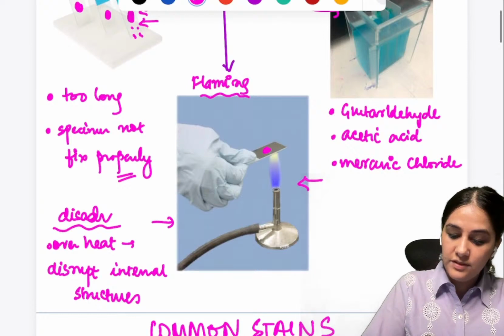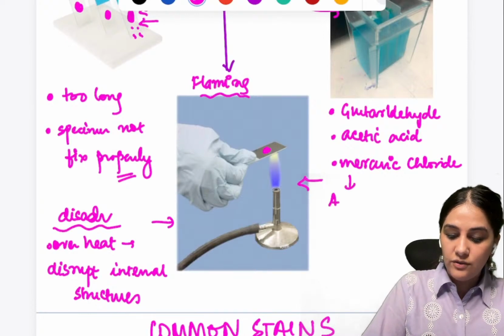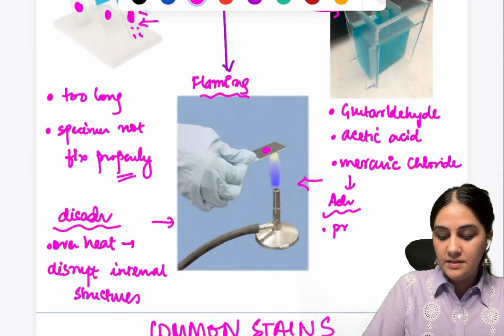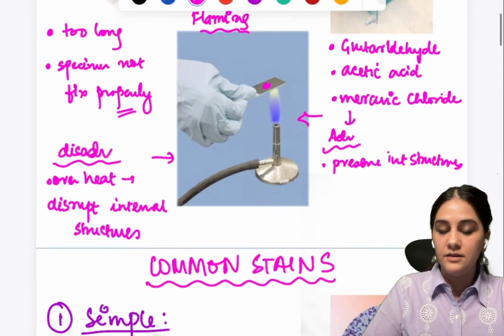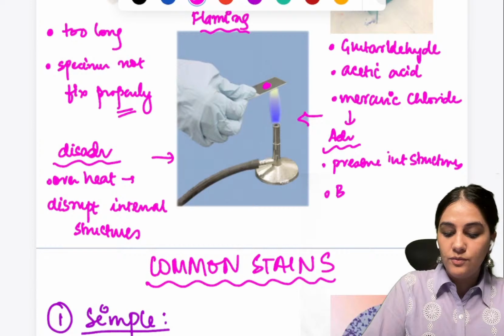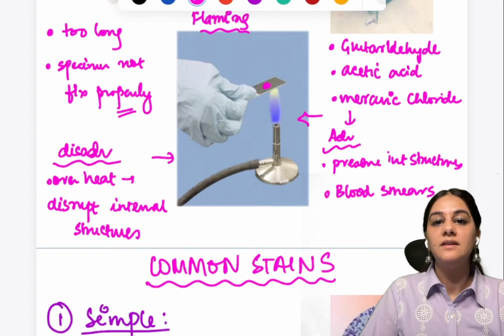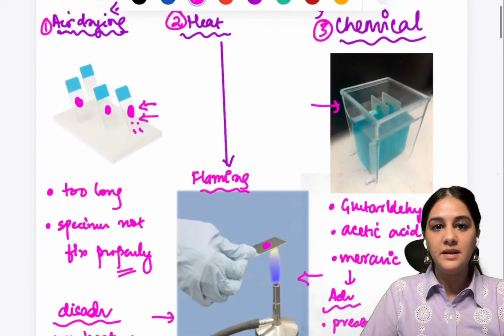And the advantage of this is what? So advantage is that it will preserve the internal structures, right? And they can also be used for samples that have blood. So blood smears. So that is why this is very, very important. So there are three methods of fixing.